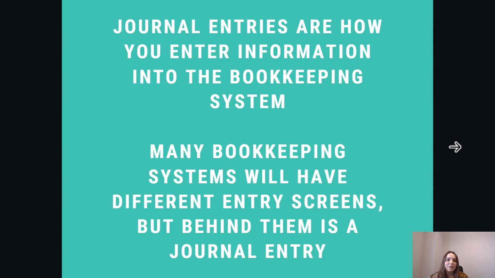So journal entries are how you enter the debits and the credits into the bookkeeping system. A lot of bookkeeping systems have different entry screens. So in accounting, before we had actual digital systems, we had paper journals, and we had different types of journals. So we would have sales journals and expense journals. And then we also have the general journal. So when we talk about journal entries now, a lot of people just associate it with the general journal.